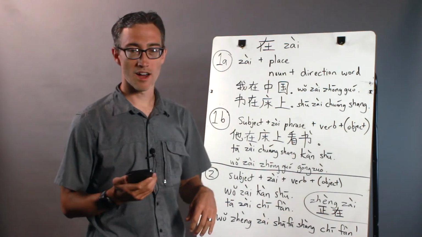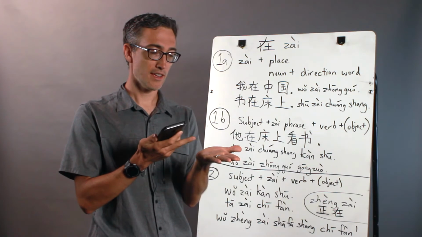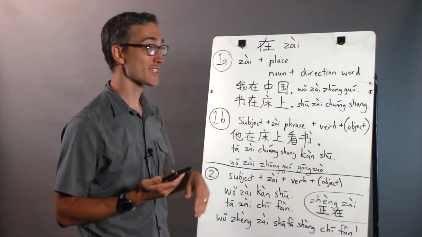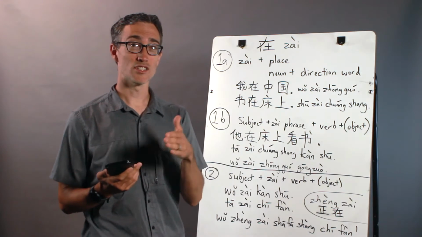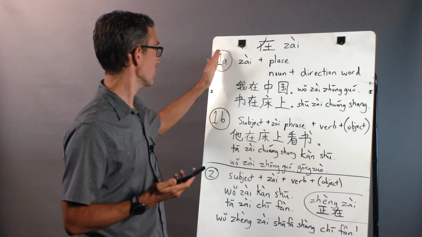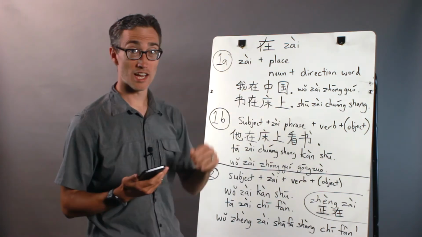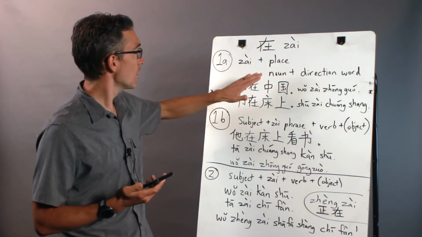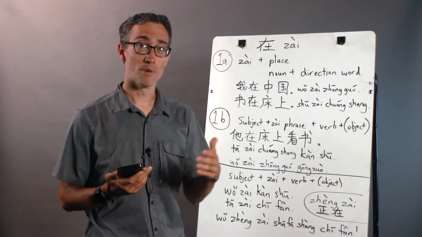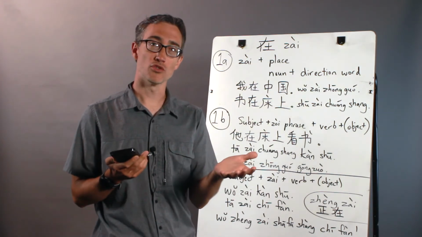So if I want to say on my hand, 在手上, that means on hand, above. If I want to say in China, 在中国. 我在中国 means I, so the subject goes first. 我在中国, I am in China. So 在 and place. Now place can be a place like China or Beijing or Pennsylvania, but it can also be any noun with a direction word.